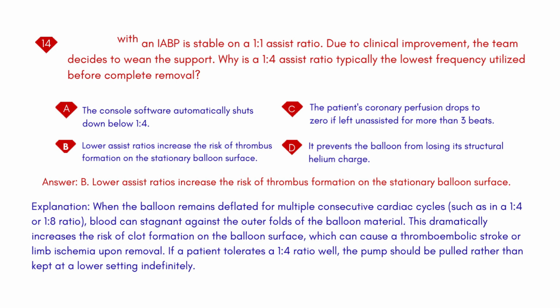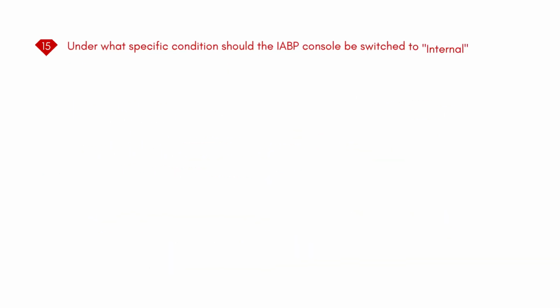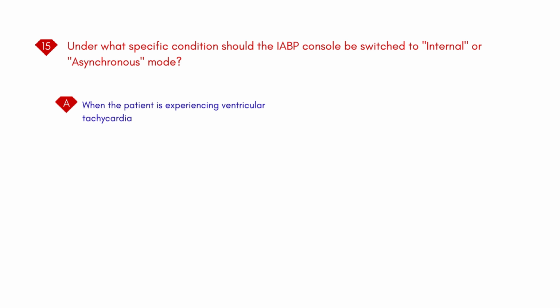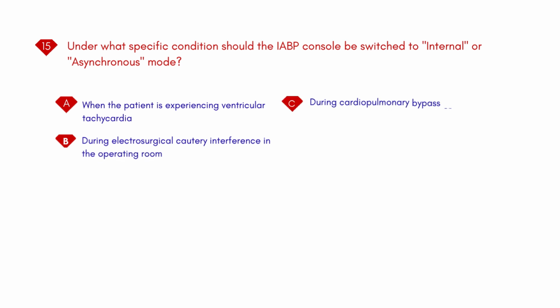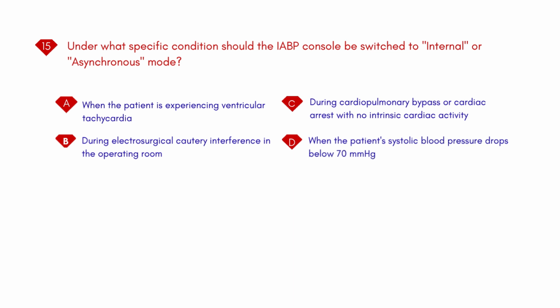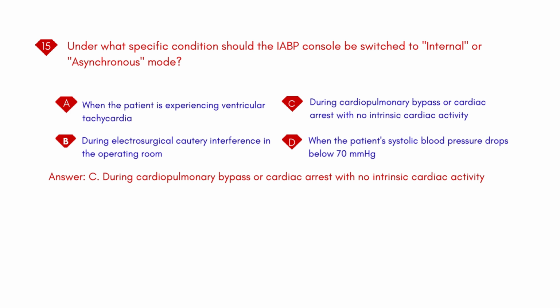Under what specific condition should the IABP console be switched to internal or asynchronous mode? A. When the patient is experiencing ventricular tachycardia. B. During electrosurgical cautery interference in the operating room. C. During cardiopulmonary bypass or cardiac arrest with no intrinsic cardiac activity. D. When the patient's systolic blood pressure drops below 70 mm of mercury. Answer: C. During cardiopulmonary bypass or cardiac arrest with no intrinsic cardiac activity.